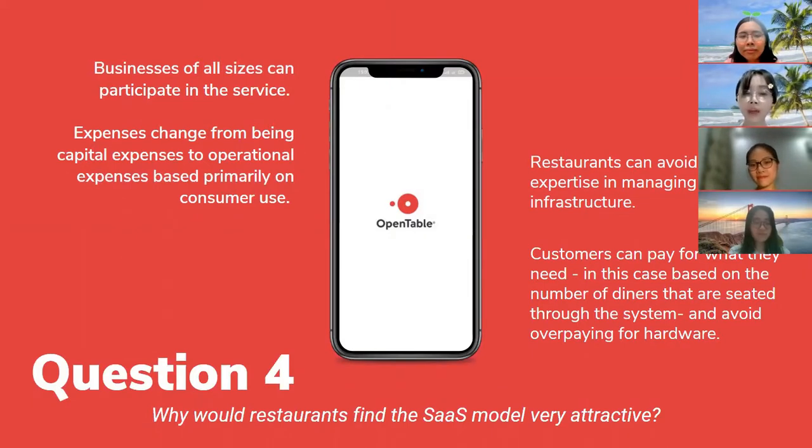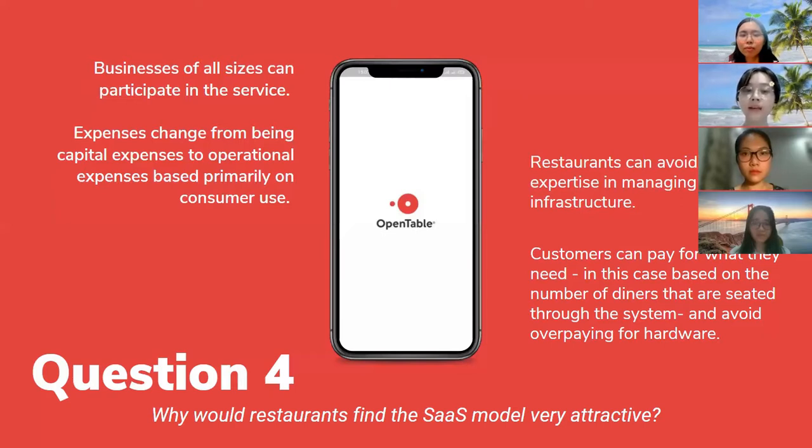This allows even small businesses with limited capital to join without having to worry about incurring a high amount of capital expenditures. The expenses are charged based on real demand. Thus, it would be easier for restaurants to calculate the break-even point and cost per order. The second reason is that restaurants can avoid needing expertise in managing hardware infrastructure. With the traditional approach, restaurant businesses must establish a team to acquire the needed hardware, then utilize and manage it.